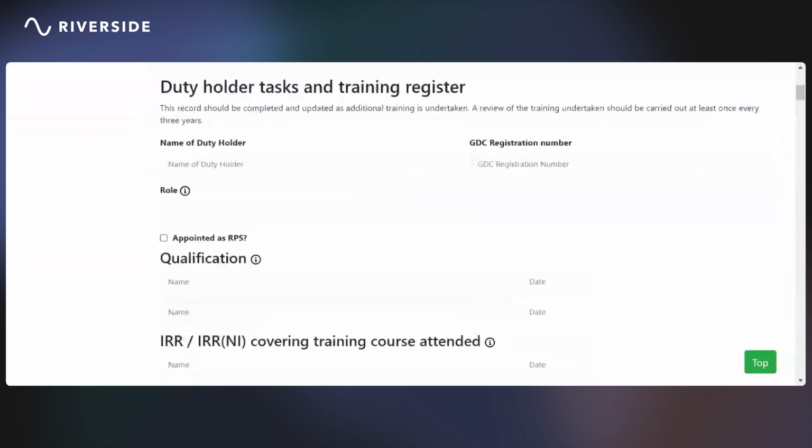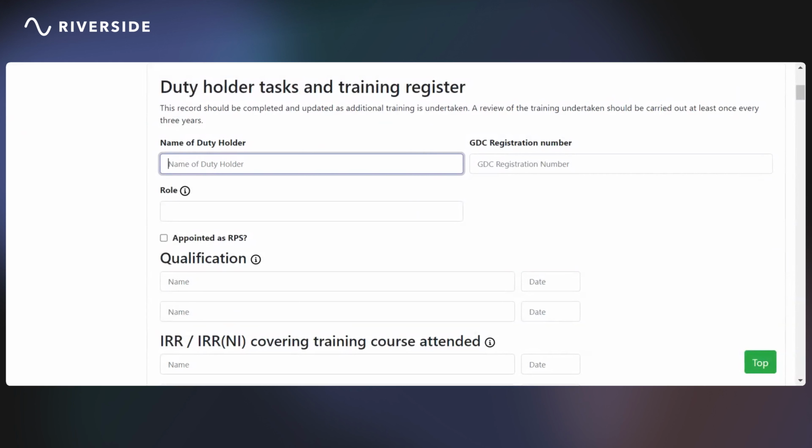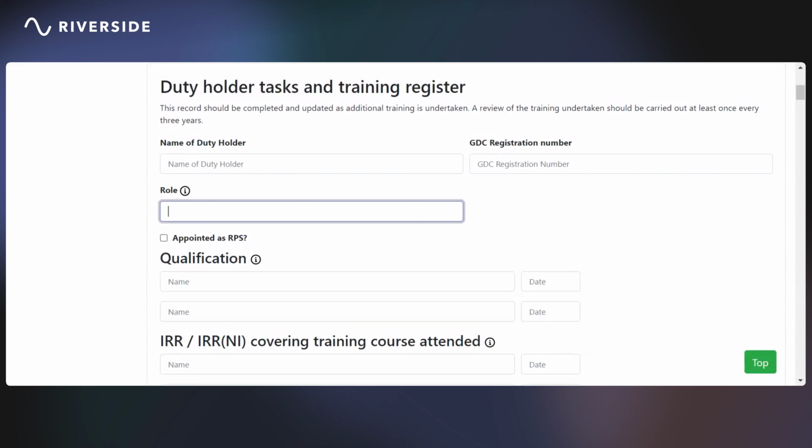First entry is the name of the duty holder. This is the person who's actually undertaking the duties listed below. So for a dentist, the duty holder name would be that dentist's name. It would then be their GDC registration number and what their role was at the practice.